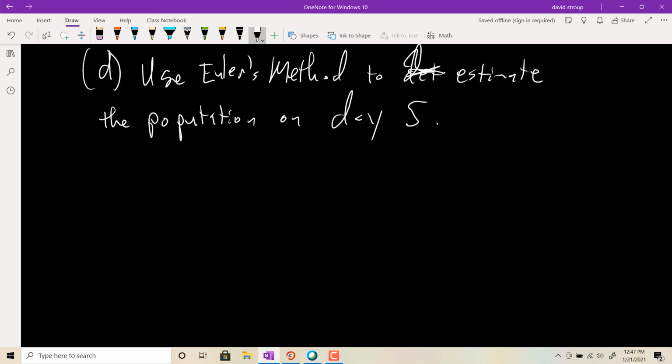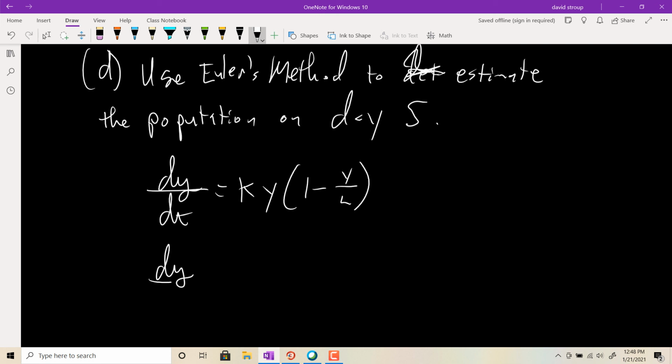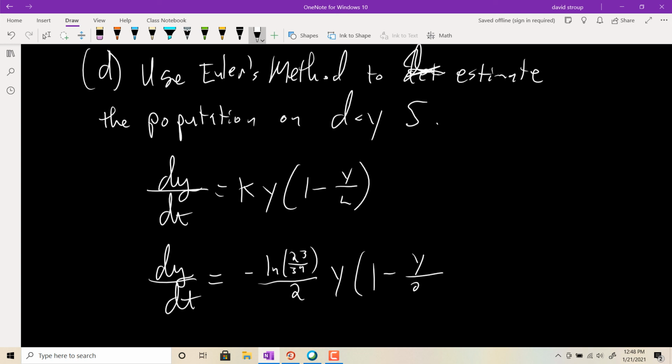So, anyways, we need to produce the differential equation that will give us these changes in y's that we need for Euler's formula. So anyways, dy over dt is always k times y times 1 minus y over L. In our case, our k value would have been negative. So you got to be careful with that negative. Negative ln of 23/39 all over 2 times y times 1 minus y over 200.